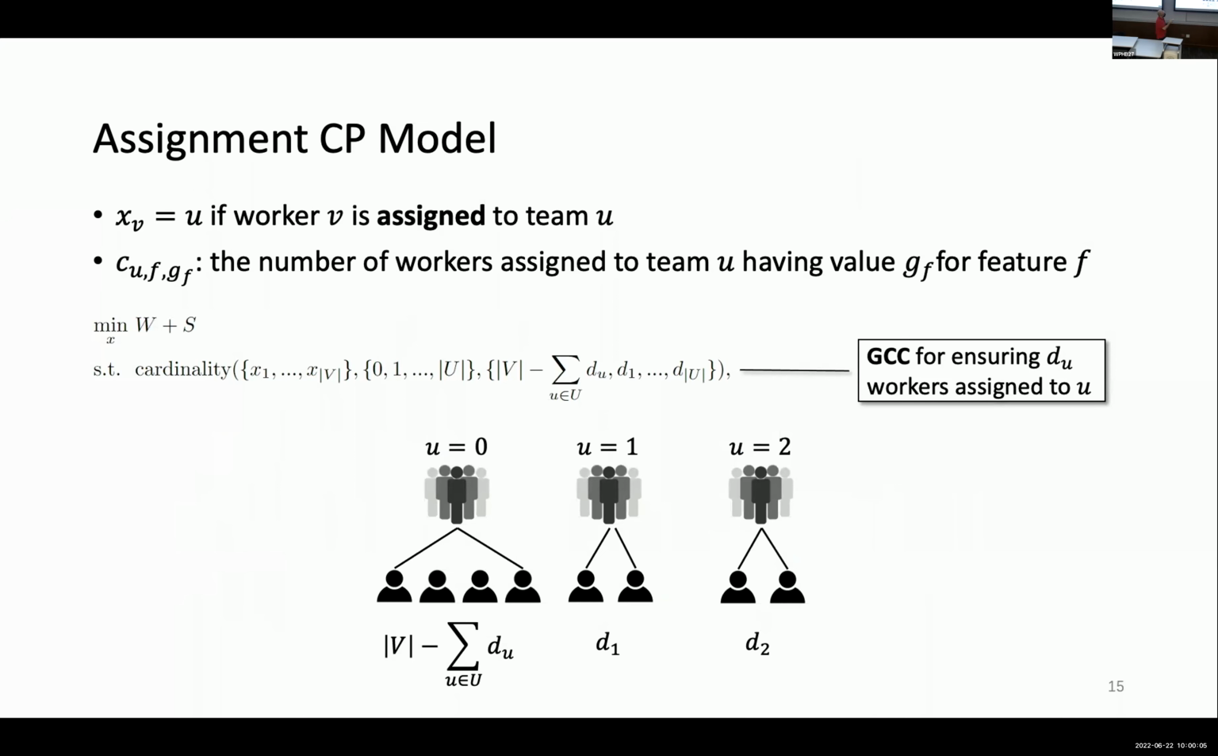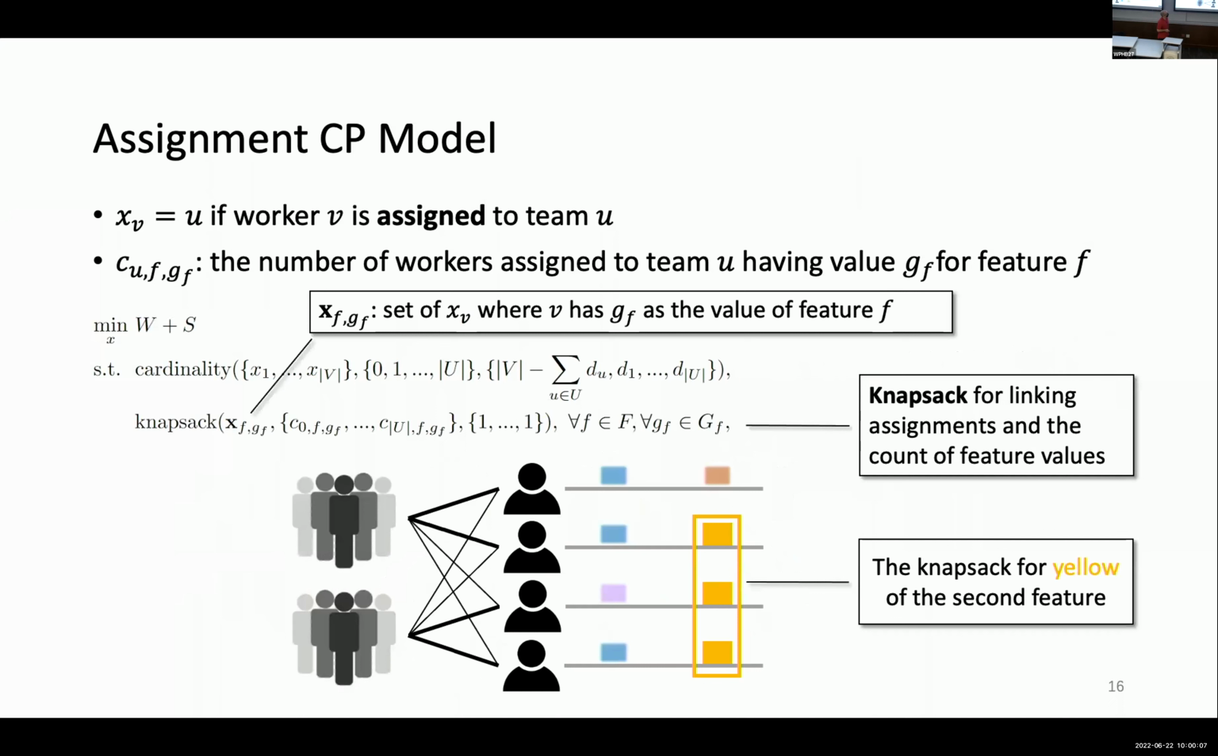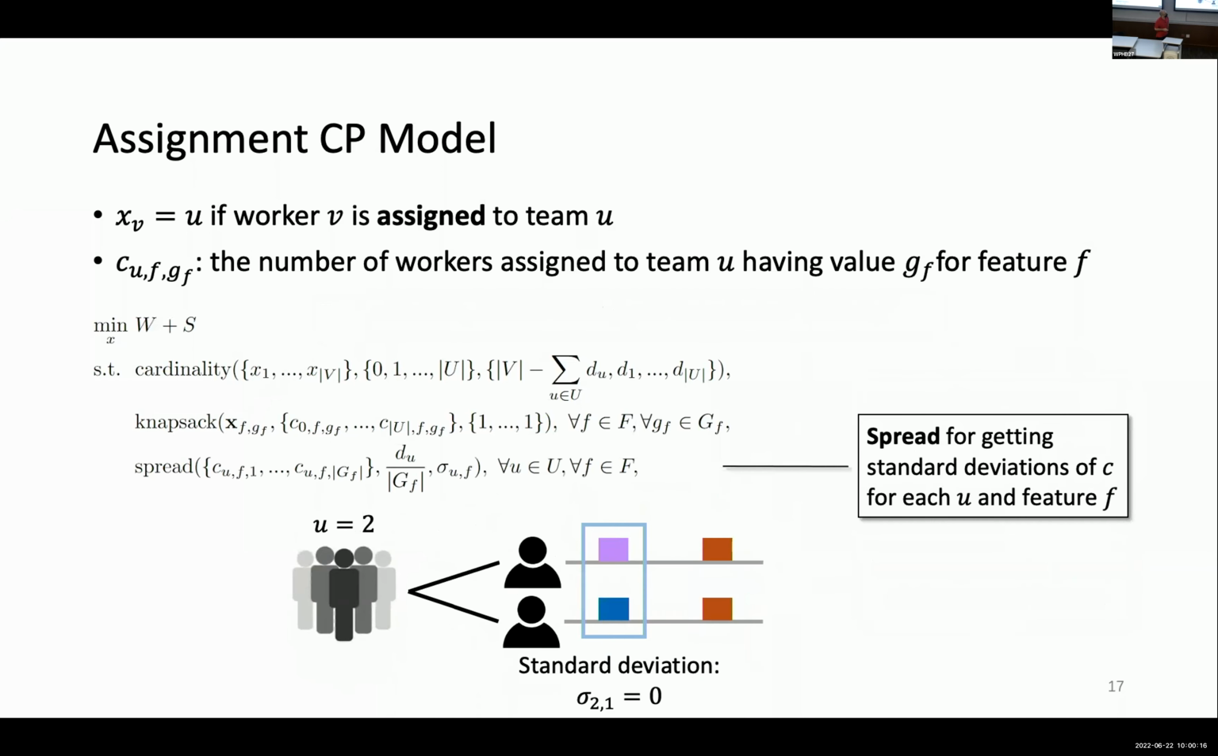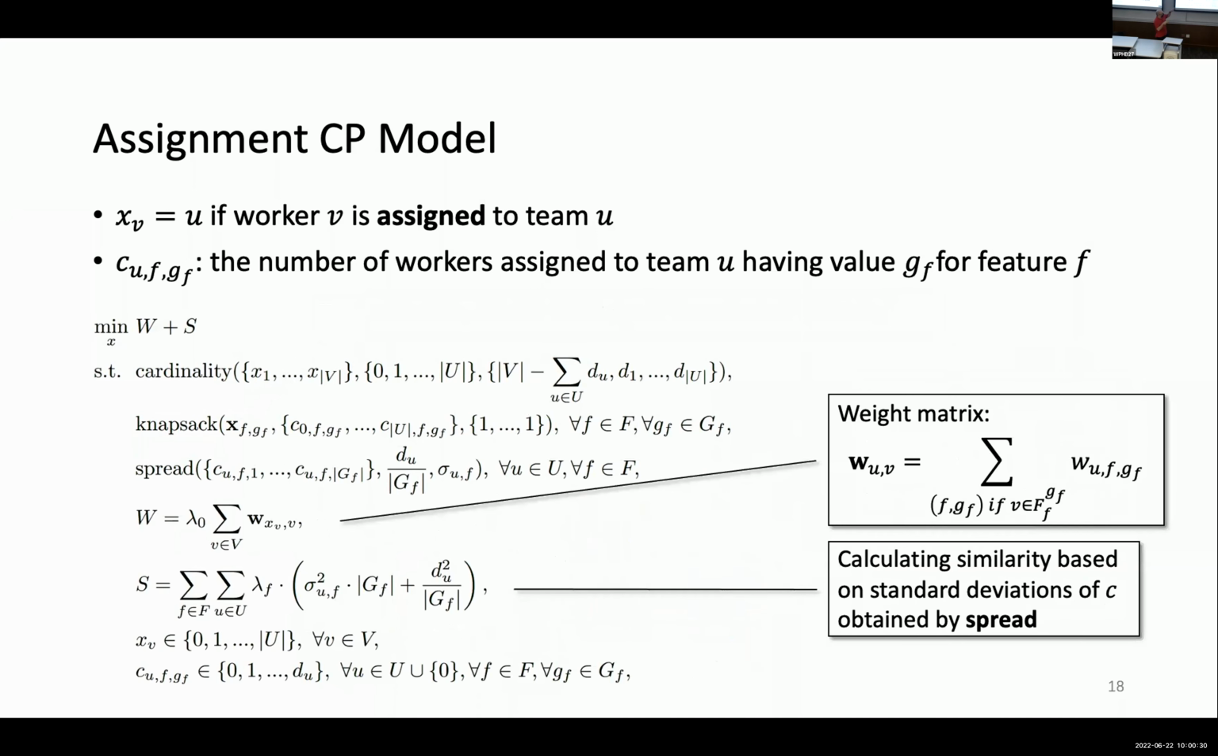So we have a cardinality constraint for ensuring the degree constraints. We have a knapsack linking the assignments with the counts, which was the error in the original MIQP model. We've got a spread constraint to deal with the standard deviations, to deal with the quadratic. You can actually transform them nicely into a constraint on the variance. And so that goes in nicely. And we've got a few other pieces to calculate the weight, calculate the similarity based on the spread, and the other pieces of our model.